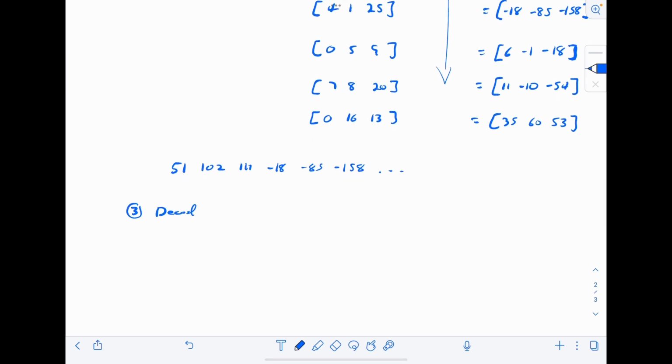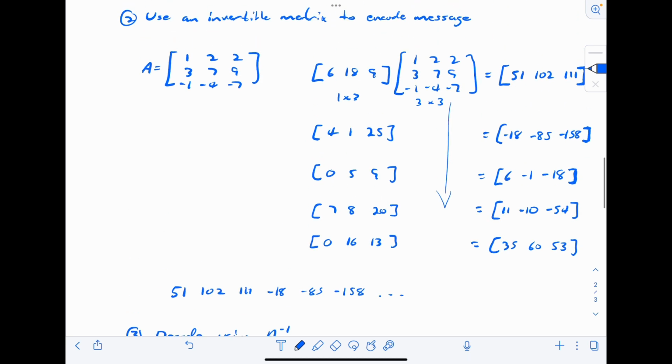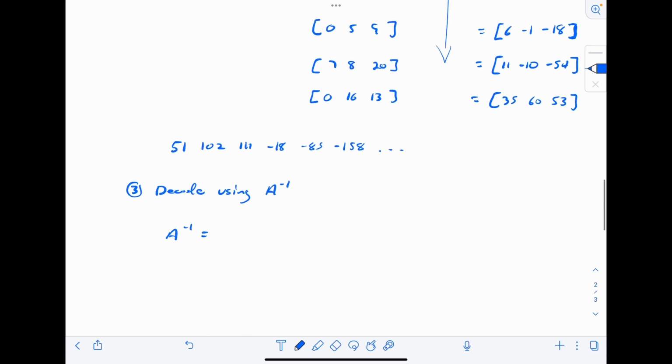So the idea now is on the other end to decode this. And I'm not going to go through the whole process here. I'm just going to go through one step of this, because then it's just repetition to get the rest of it. We're going to need the inverse matrix. So if I take A and I find its inverse, the result is -13, 6, 4, 12, -5, -3, and -5, 2, 1.